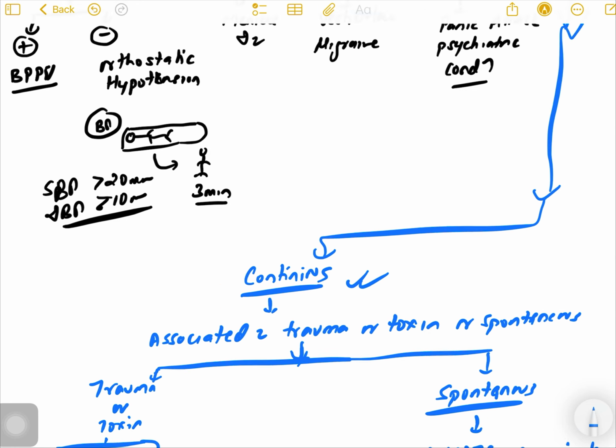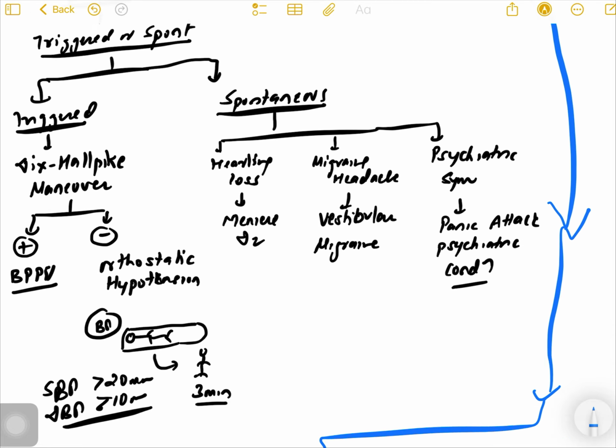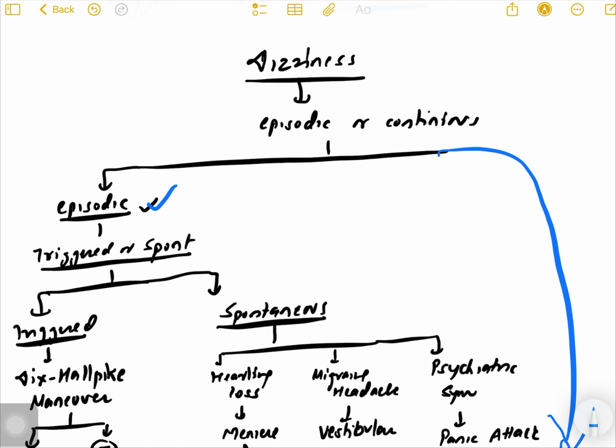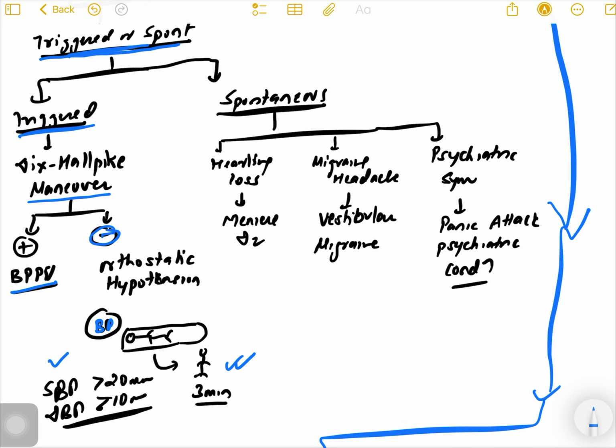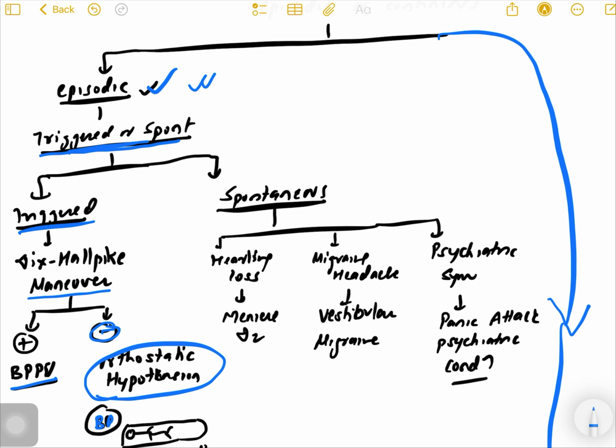So these are the things we have to look out for. If there is episodic vertigo, we have to know if it's triggered or spontaneous. If triggered, we do the Dix-Hallpike test. If positive, BPPV. If negative, we do BP in supine and standing position. If there is a drop in BP of 20 mmHg systolic or 10 mmHg diastolic, then it can be orthostatic hypotension. If the patient has episodic vertigo which is spontaneous, we have to rule out Meniere's disease, vestibular migraine, and panic attack or psychiatric symptoms.